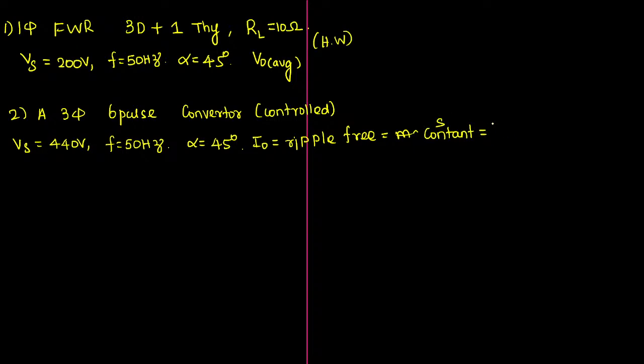Constant means continuous current. That value is given as 20 ampere. It's like last question, I think. And load voltage also given. Output load voltage is given as 350 voltage. That is also given. Then the overlap angle is dash.